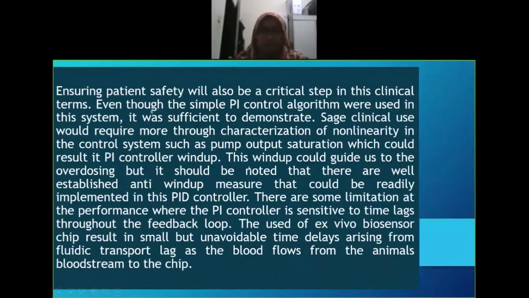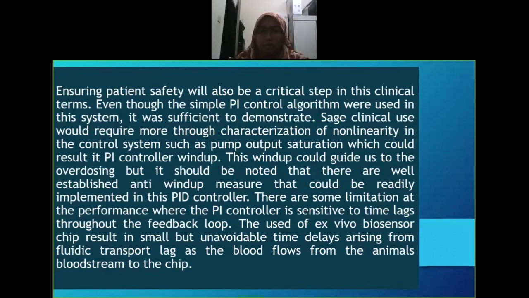Ensuring patient safety will also be a critical step in this clinical translation. Even though the simple PI control algorithm we used in this system was sufficient to demonstrate the concept, clinical use would require more thorough characterization of nonlinearity in the control system, such as pump output saturation, which could result in PI controller wind up. This wind up could lead to overdosing, but it should be noted that there are well-established anti-wind up measures that could be readily implemented in this PID controller.